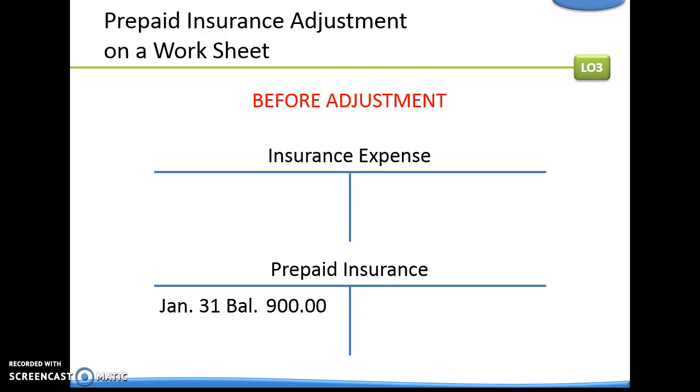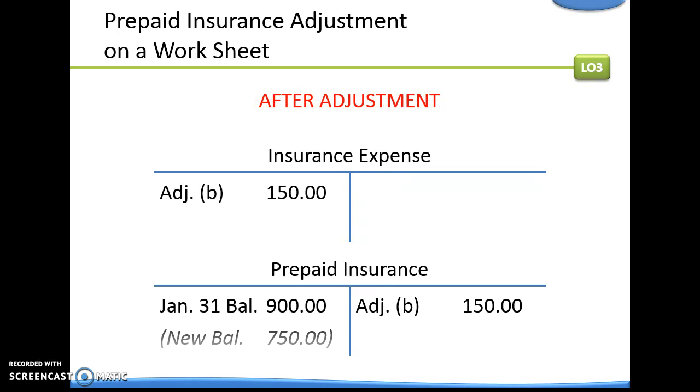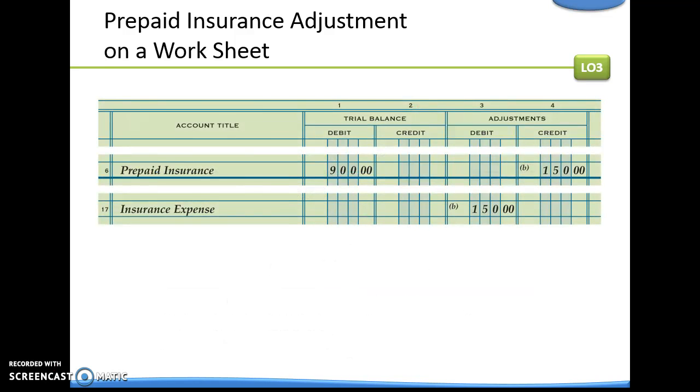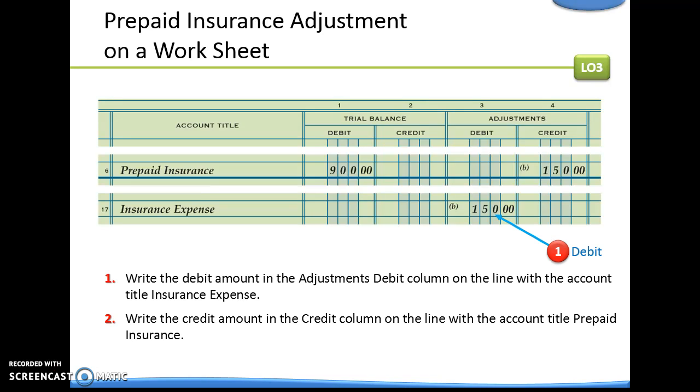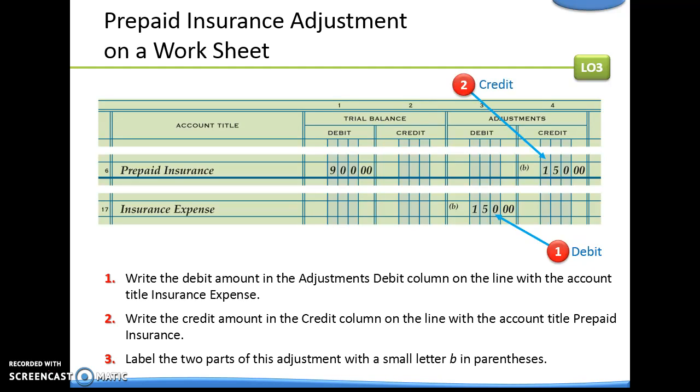Prepaid insurance adjustment on a worksheet. Before adjustment, and then after adjustment. Write the debit amount in the adjustments debit column on the line with the account title Insurance Expense. Write the credit amount in the credit column on the line with the account title Prepaid Insurance. Label the two parts of this adjustment with a small letter B in parentheses.